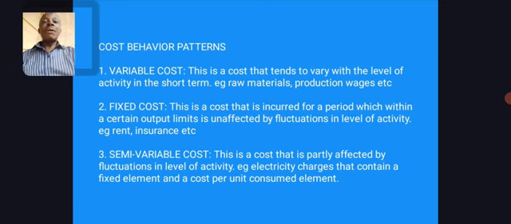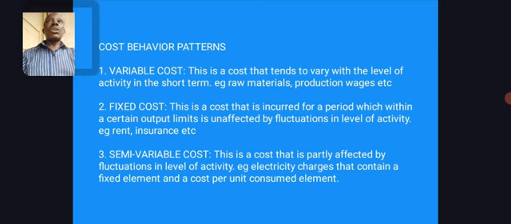It will remain fixed. For example, costs like rent. The rent you pay for your factory, irrespective of whether you produce 10,000 units or whether you produce 5,000 units, you discover that the rent remains the same because you have paid for the entire building. So it doesn't vary with the level of production or level of activity. So we say that this kind of cost is fixed cost.